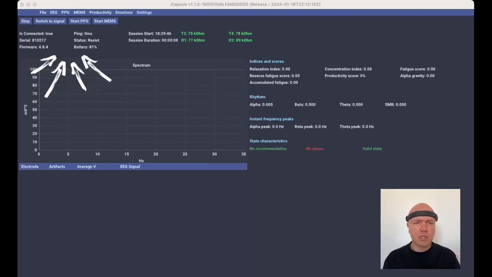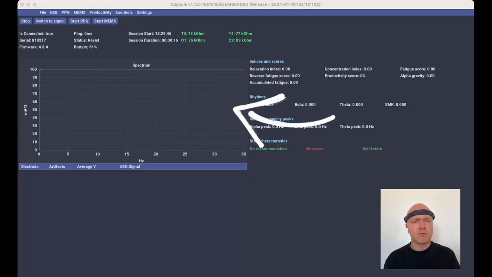version, the battery level, when the session has started, and the duration of the session. Here you can also find a kind of dashboard with indices, rhythms, and frequency peaks. As you can see, it's not working because we haven't calibrated yet.